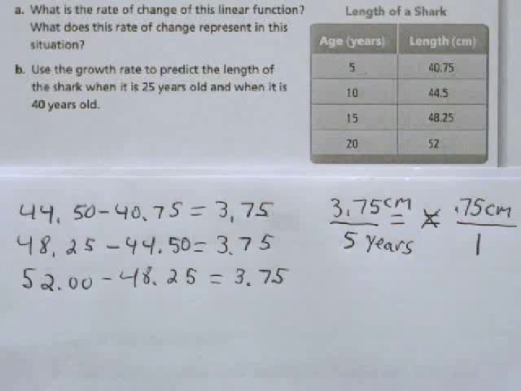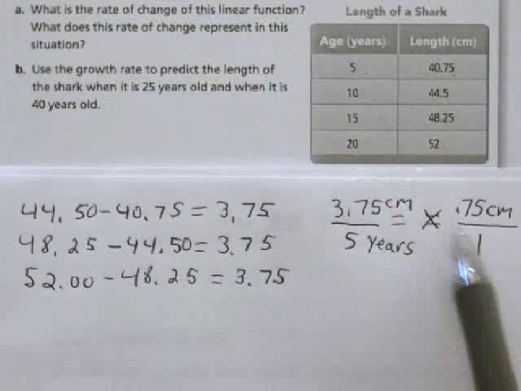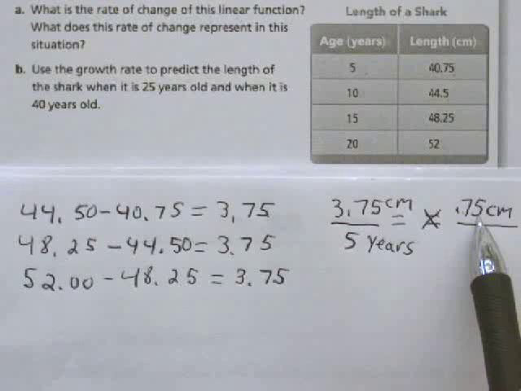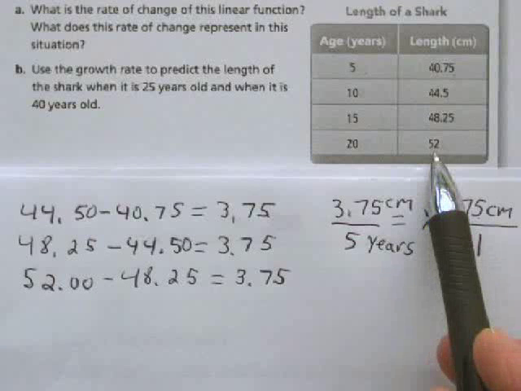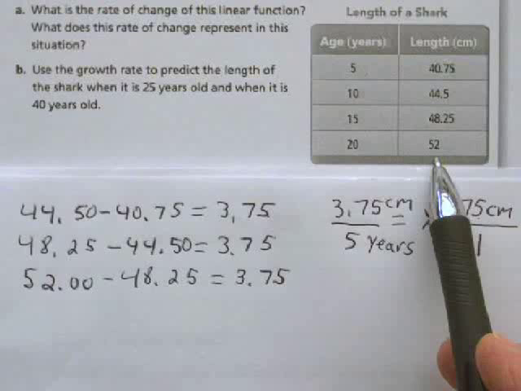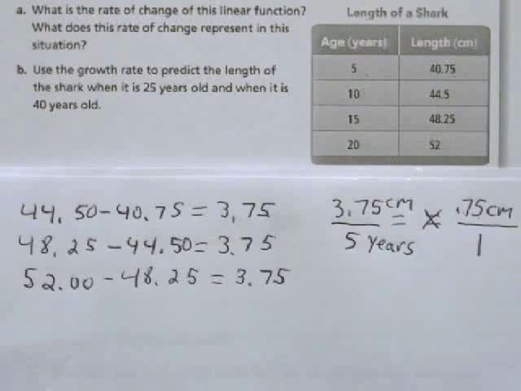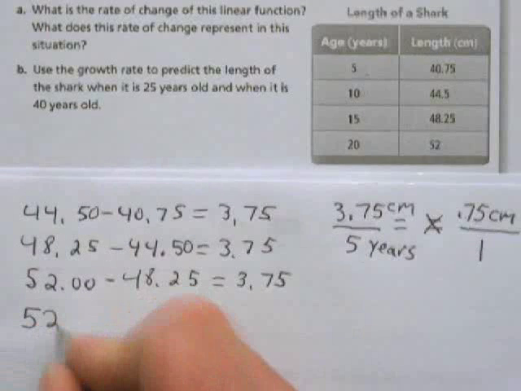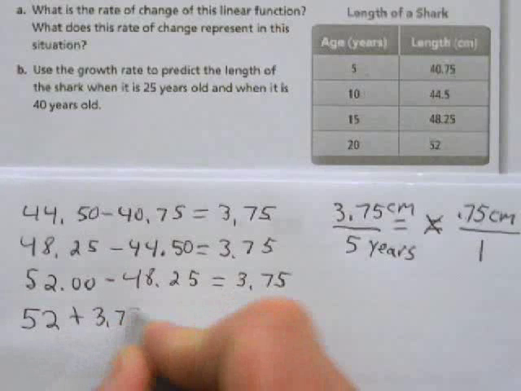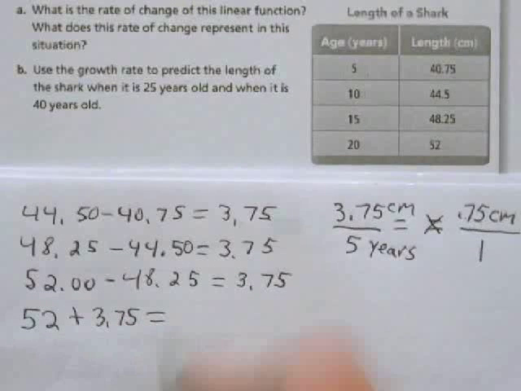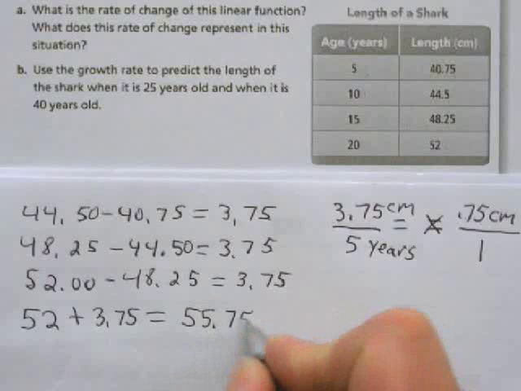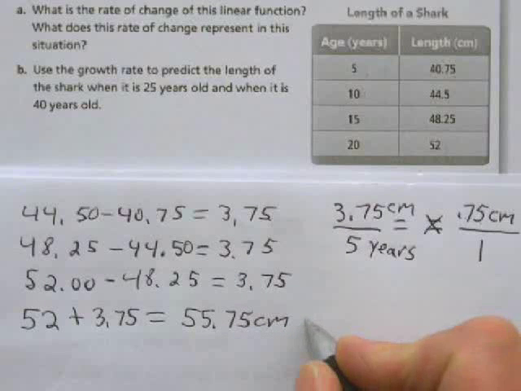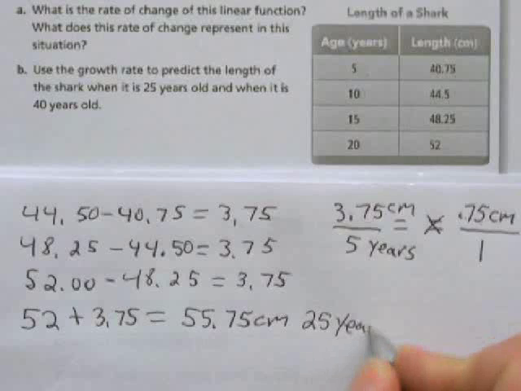And how long will it be when it's 25 years old? Well, I'm going to have to multiply 0.75 by 5, and add it to 52, because that's how long it is at 20 years. As you can see, in 5 years it grows 3.75, and 52 plus 3.75 would equal a grand total of 55.75 centimeters after 25 years. That's how big this thing would be.